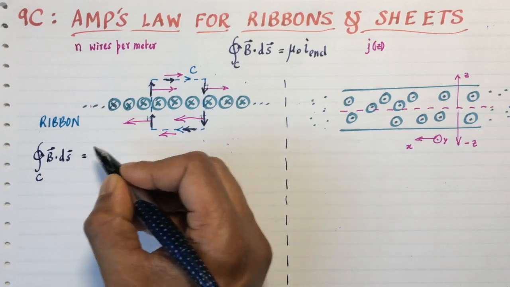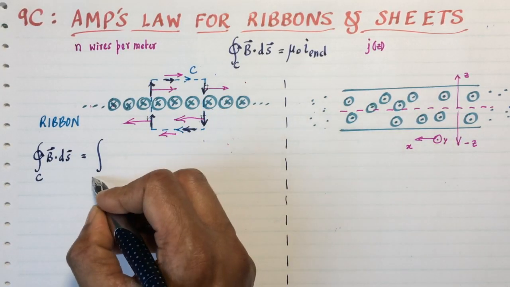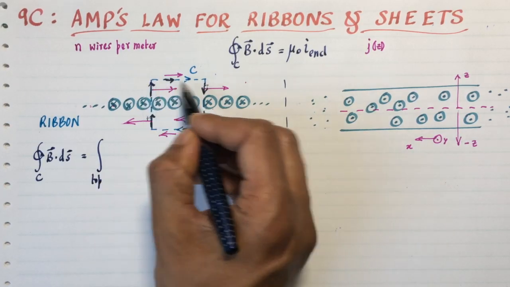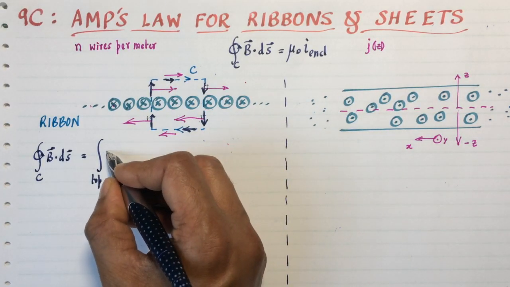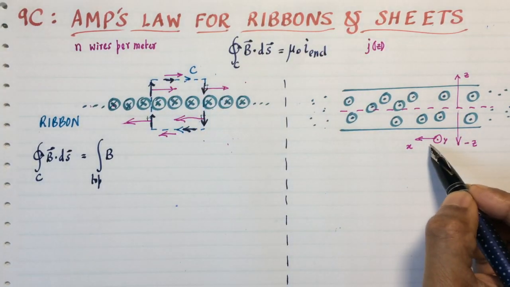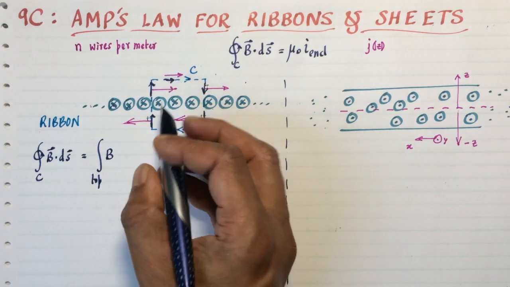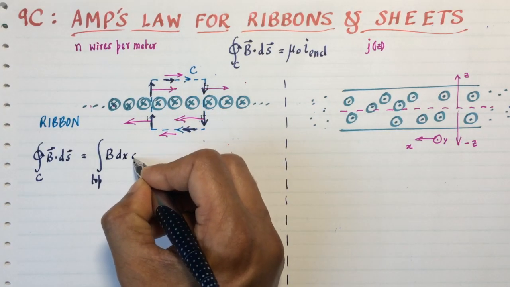So the integral of B dot ds along the curve C is going to be the integral. Now it's no longer a closed curve. I'll do the top line, not surface. And this is B dot, be careful, the coordinate system, that's dx. So that's B dx, and since B and dx are in the same direction, it's B dx cosine 0.